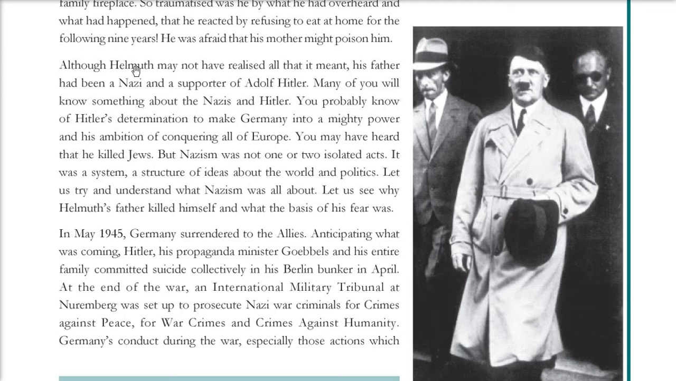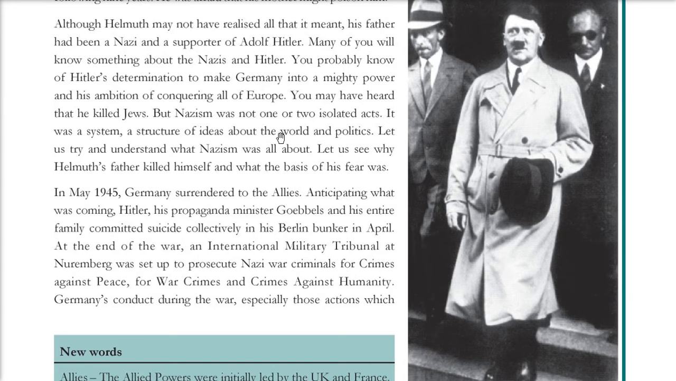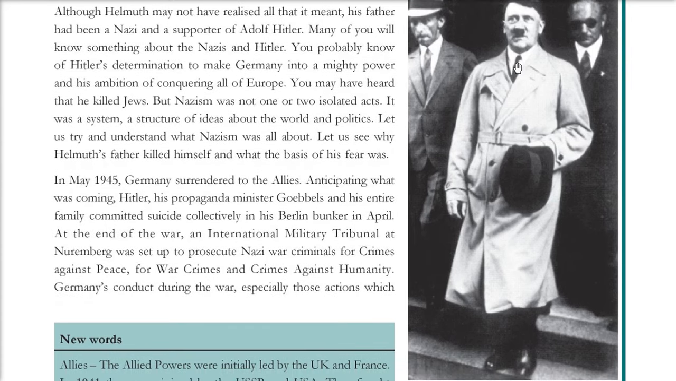What did Helmut go through and why did his father kill himself? Because his father was a Nazi and a supporter of Adolf Hitler. Now Hitler was a dictator, and the main thing was that it came out a lot after the war ended: people came to know what was done by him and the Nazis in Germany and nearby.